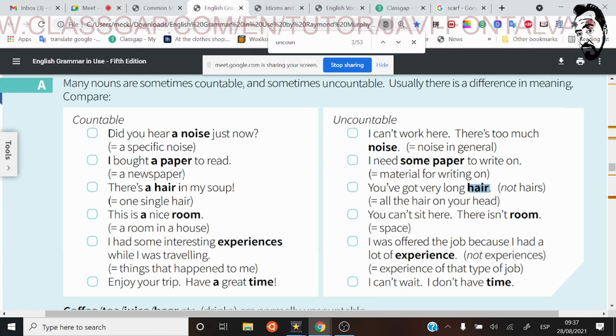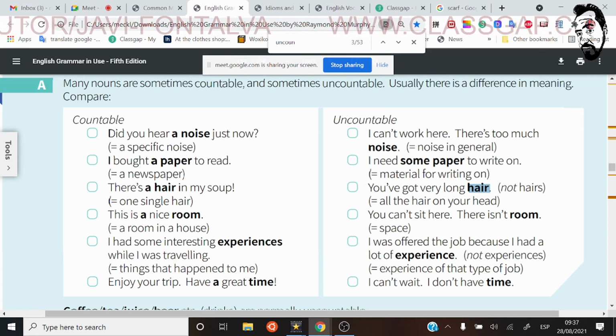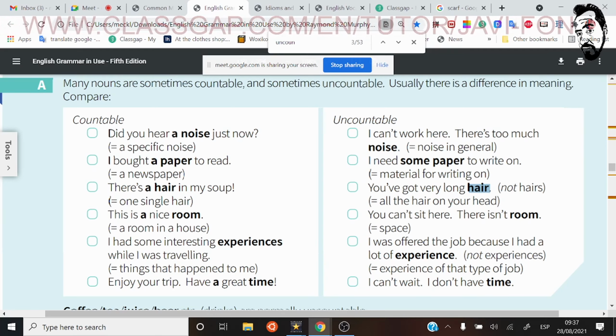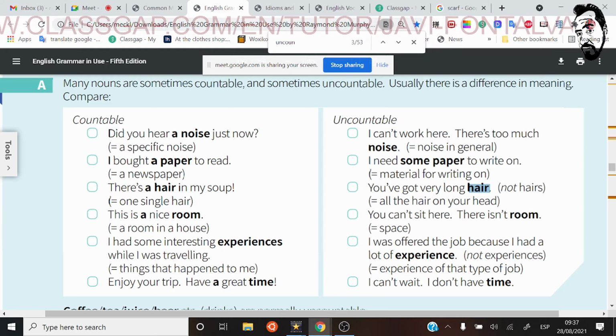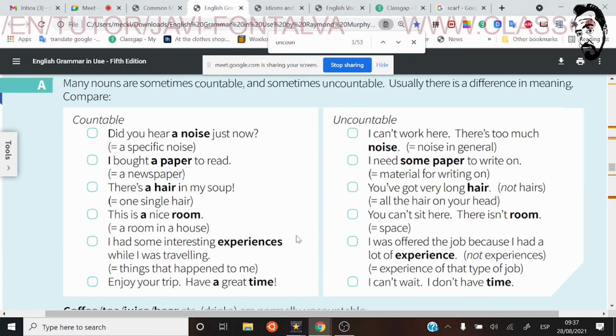When we say hair, uncountable, we mean everything, all the things you have on your head. So very important: you don't say I have a long hair. You say I have long hair or I have short hair, if you mean everything on your head. Okay.